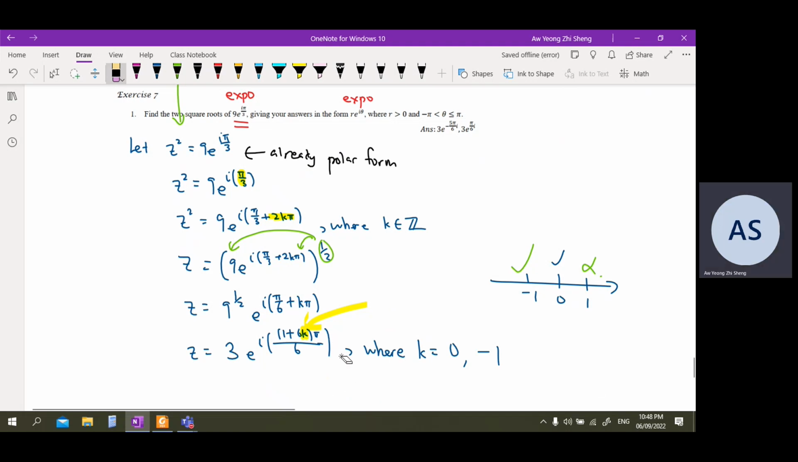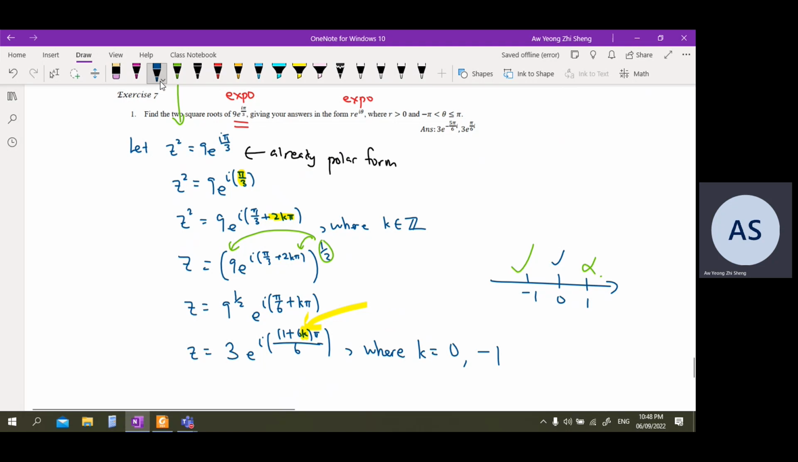And if you really check whether you will get an answer in the principal range when k is -1, you can of course do some mental checking. When k is -1, I have 1 minus 6 times pi at the numerator. So that's -5 pi over 6. And this is indeed somewhere between -pi and pi. So this will be a correct principal argument.